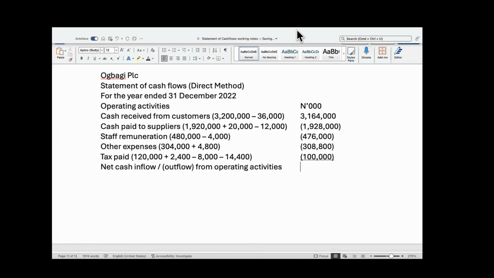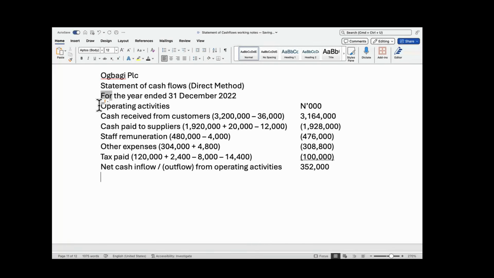352,000, sir. 652. 352,000, sir. Outflow or inflow? It's an inflow. Okay, thank you. So the next one is financing. Sir, I got 351,200. Correct. 308,800. So you can't have 800 and still get a round figure. That is 200. Thank you very much, Michael. So we have corrected it.